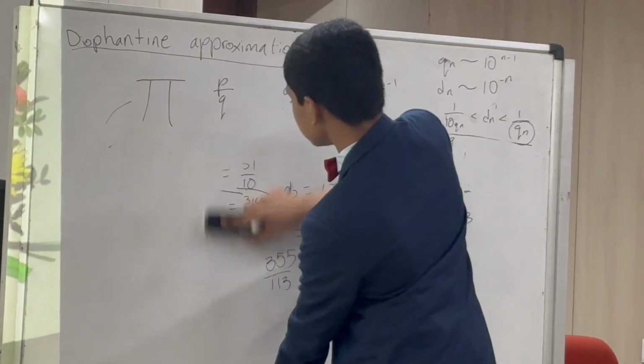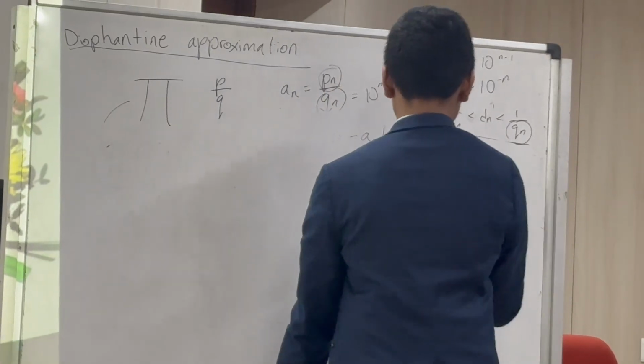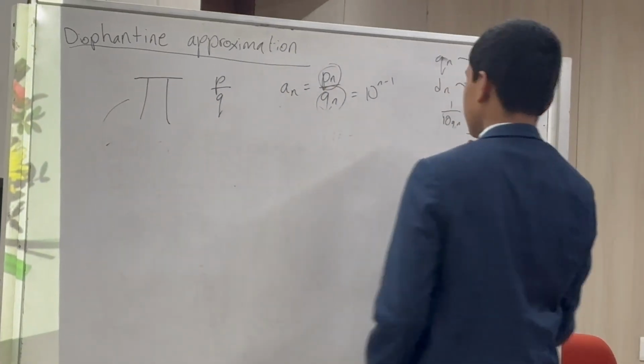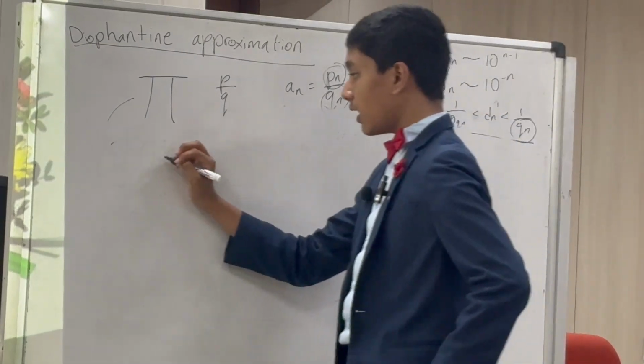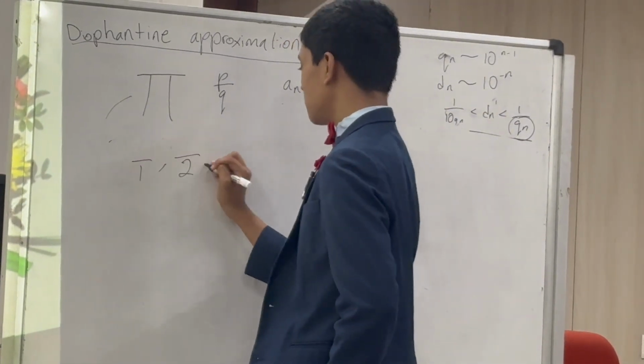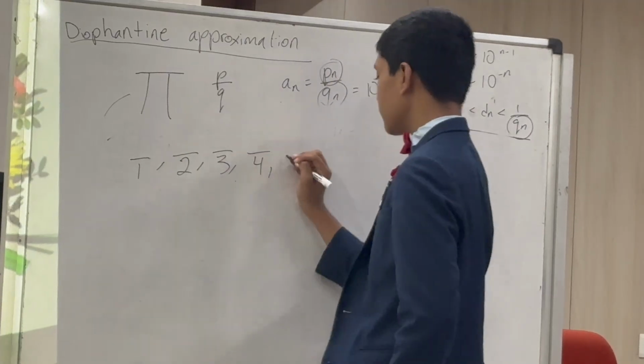What I'm going to do first is a small demonstration. So I'm going to write 1 over 1, over 2, over 3, 4, and so on.